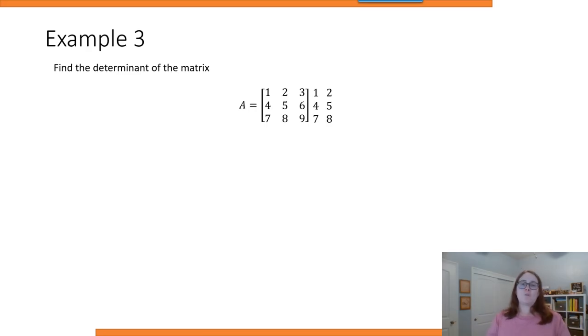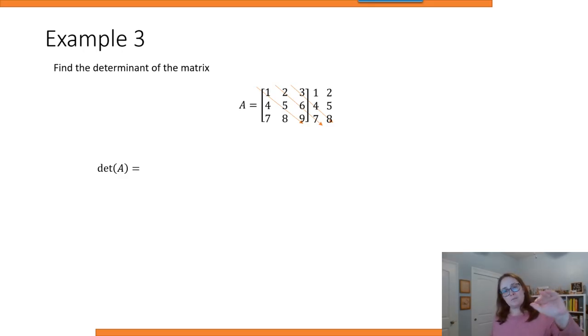Okay, so here I have a 3x3 matrix. It's just the numbers 1 through 9. So 1, 2, 3, 4, 5, 6, 7, 8, 9 are my 3 rows. And I've duplicated those first 2 columns on the right side of the matrix. So I've got those 2 columns there, and that's going to give me all 3 of my diagonals in each direction. So to find this determinant, I'll start with those 3 diagonals going down to the right.